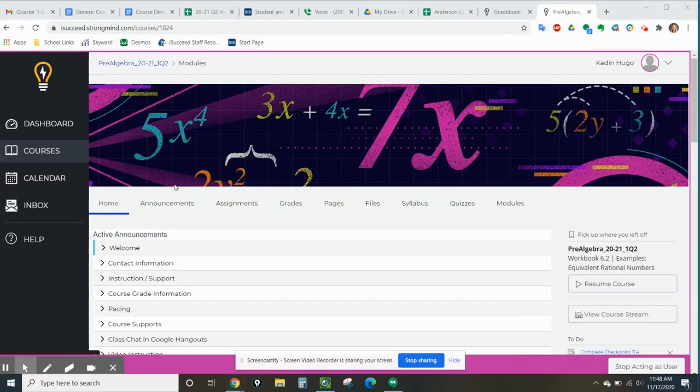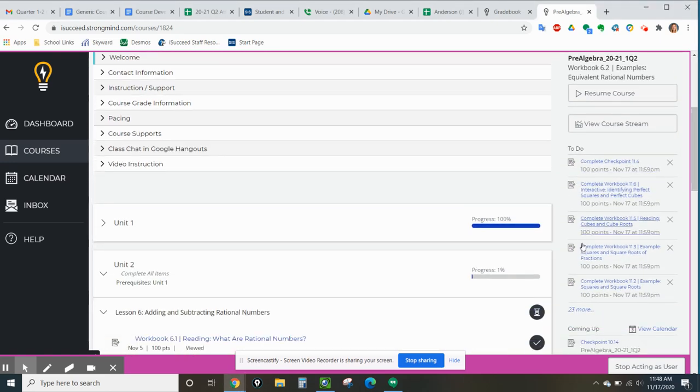This is just like the main screen, the home screen. So what you should do in every course is you should be on this home screen. You should never try to work from this to-do list. This will totally mess you up because it puts like, here's what's due today. Well, you're not ready for checkpoint 11.4 because you haven't done lesson 6, 7, 8, 9, or 10 yet. So don't work from the to-do list.